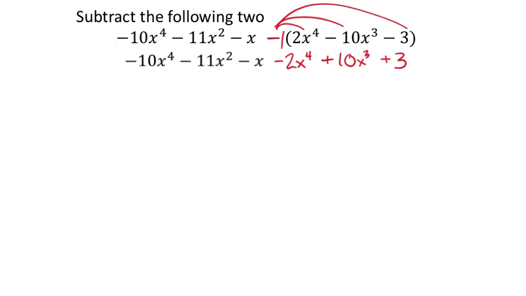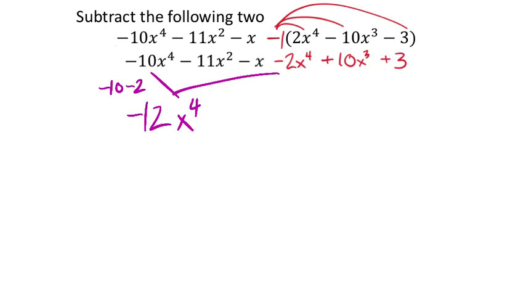Well, now that we have that, I still see 4 different terms on this one. Just some of them don't have like terms, right? Like I've got these x to the power of 4s here. That's a negative 10 minus 2, which is negative 12 x to the power of 4s.